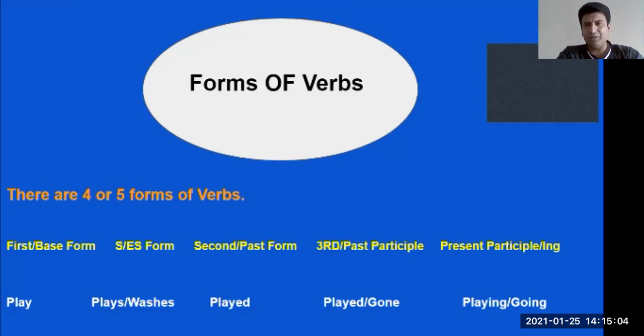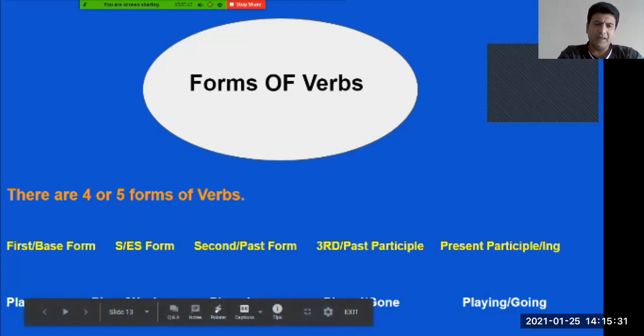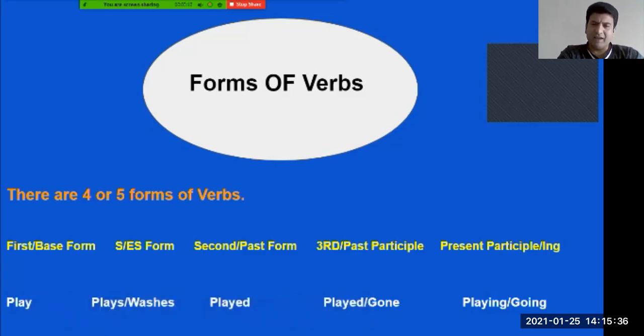So there are two different schools of thought. One say that verb has got four forms. The other one say as we use S or ES form with the third person singular, he, she, it, so verb has got five forms. So let's have a look at them here. The first one, we see here the first or base form of the verb, and it is in this case play.